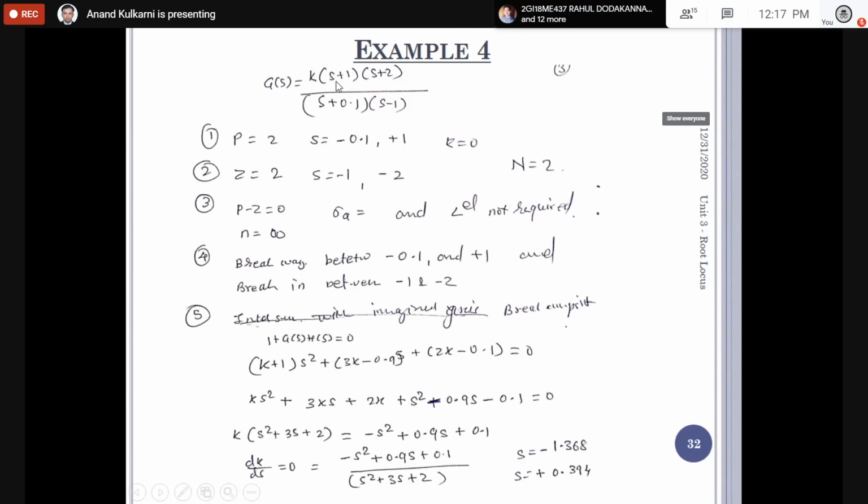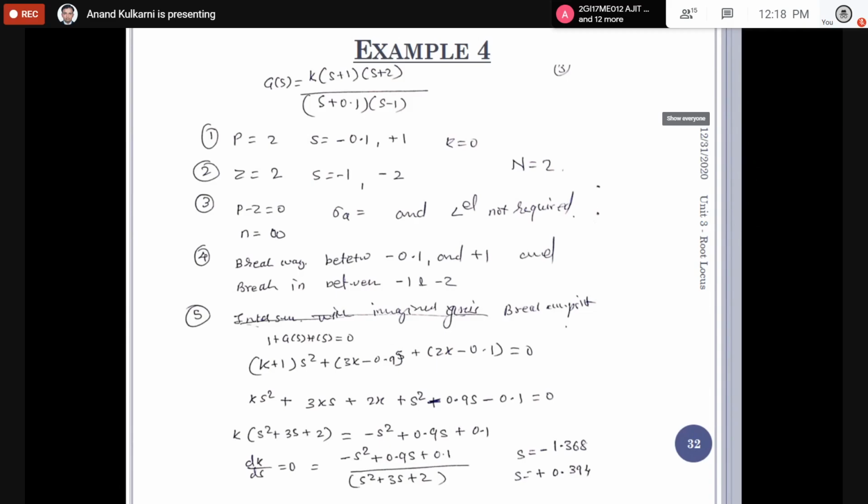There are two zeros also. In the numerator, there are two brackets. Equate them to 0 individually. s plus 1 equal to 0 means s is equal to minus 1, and s plus 2 equal to 0 means s is equal to minus 2. So there are two zeros, one at minus 1 and one at minus 2. The number of root locuses will be equal to the number of poles or zeros, whichever is higher. Both are the same now, both equal to 2. So the number of root locuses N is equal to 2.